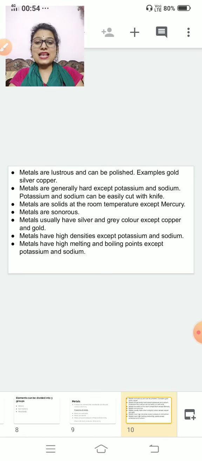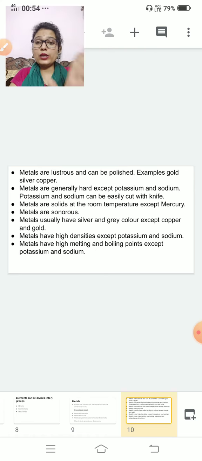Clear? Metals have high densities. All the metals have high densities except potassium and sodium because they are not hard. Metals have high melting and boiling points except sodium and potassium. Why except sodium and potassium? Because they are not hard. Because the bond between the potassium and sodium atoms is not that strong. So if the bond is not strong, then the boiling point and melting point will be low. This thing we have done earlier in the first chapter.